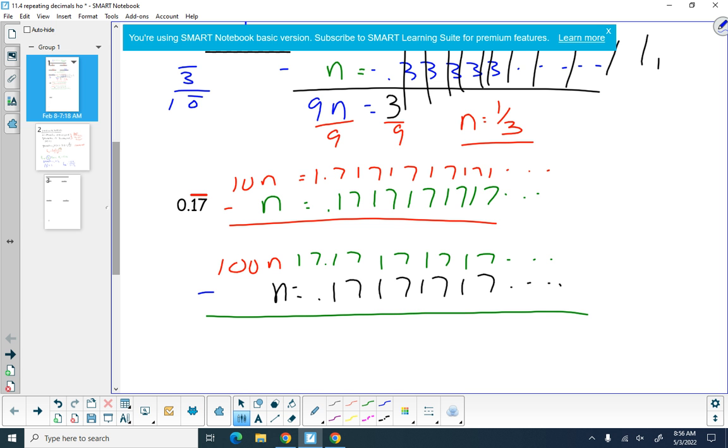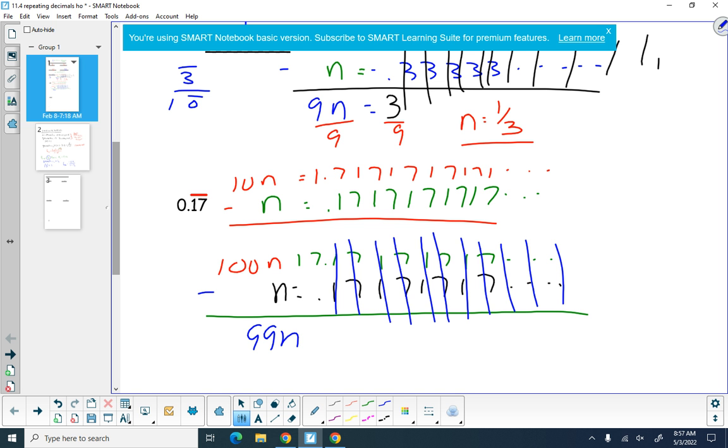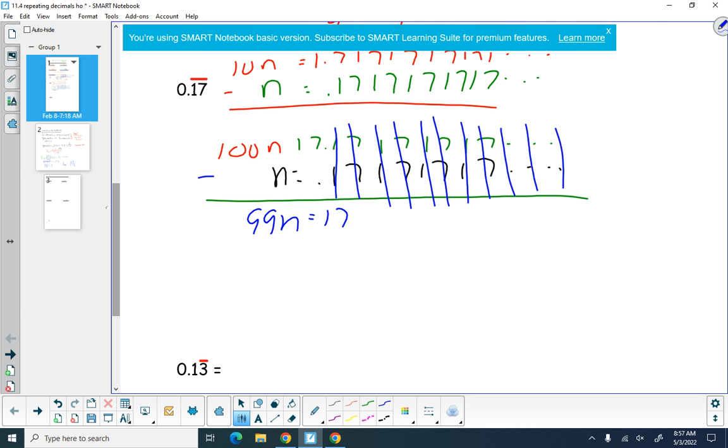Now when we subtract, over here we get our 99n. On the right-hand side, do we get our decimals to cancel now? Yeah, they all go bye-bye, leaving us with just 17. Dividing both by 99, n is equal to 17 divided by 99.